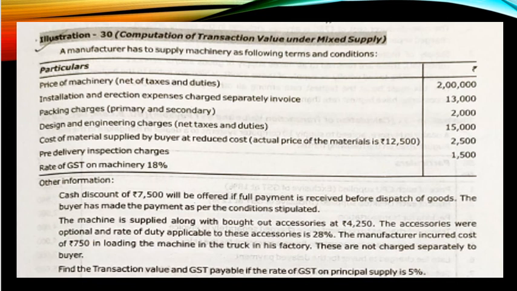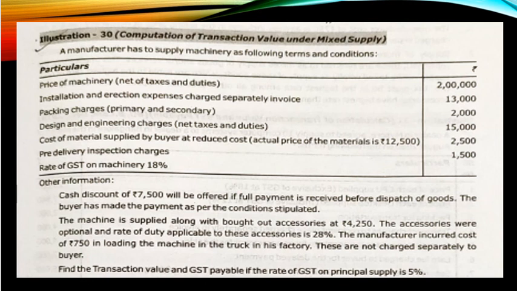Now, net of taxes and duties, in the sense it is excluding GST. When we have net of taxes and duties, it states that the value of the asset is excluding GST or excluding taxes. As it is excluding taxes, we will be taking 2 lakh directly as the price of machinery. Next, all the expenses will be considered. We will add up installation 13,000, packing charges 2,000, design and engineering charges 15,000, cost of material supplied by buyer at reduced cost. The actual price will be taken, which is 12,500 instead of 2,500. Then pre-delivery inspection charges of 1,500 will be taken.